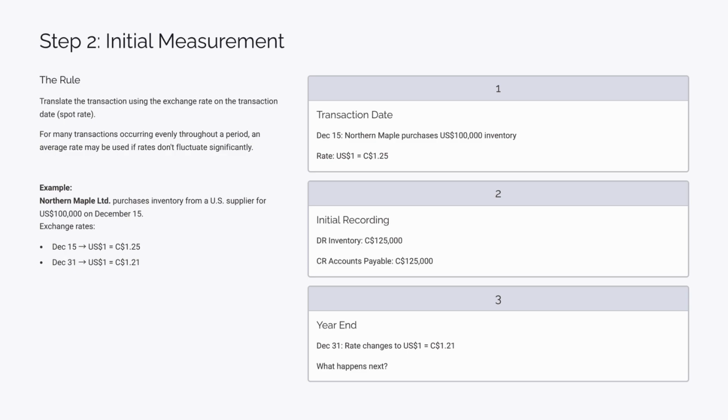Example, Northern Maple Limited purchases inventory from a US supplier for 100,000 US dollars on December 15th. On December 15th, we record debit inventory 125,000, credit accounts payable 125,000. The purchase is locked in at that day's rate, 125,000 Canadian dollars. But what happens when the exchange rate changes before the bill is paid? That brings us to the next part, subsequent measurement.